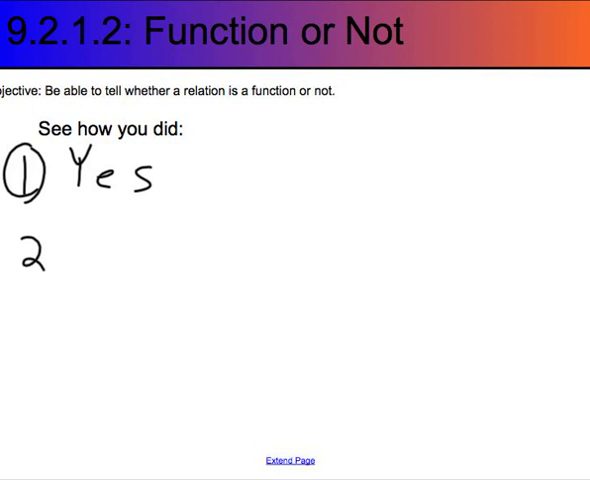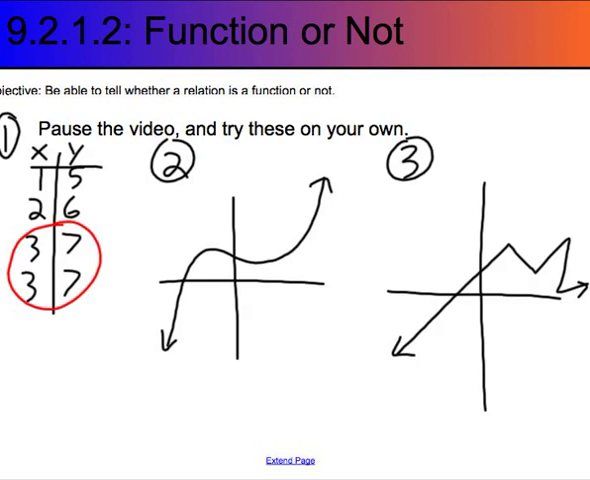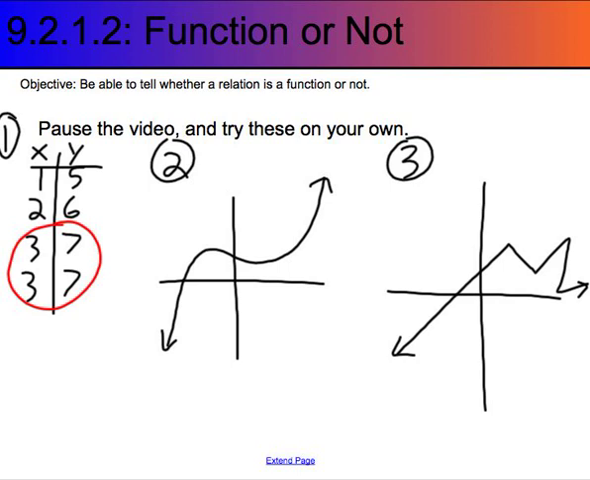Number 2. That is also a function. Let's go back and take a look at it and see why. Number 2 is a function because there's no place on that graph where I can give an input and there are 2 different outputs. For example, if I gave the input 3, there's the output. If I gave the input -1, there's the output. There are never 2 options.